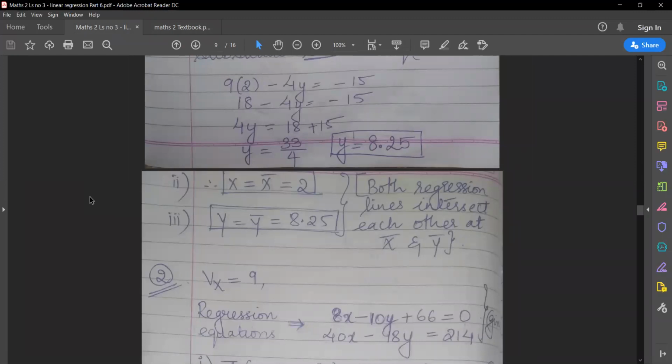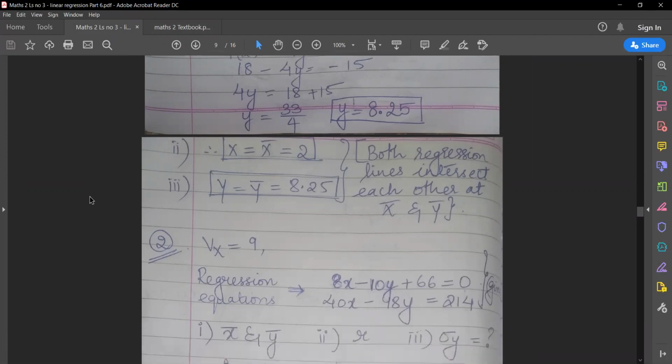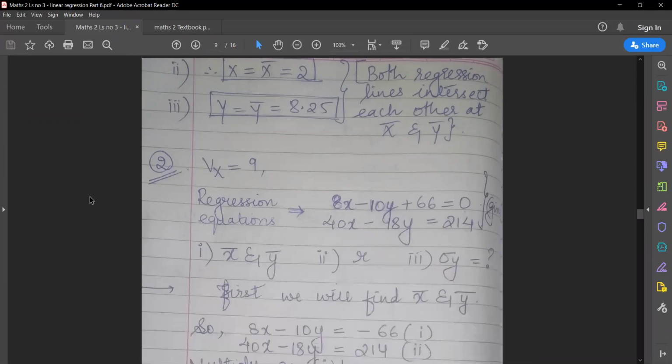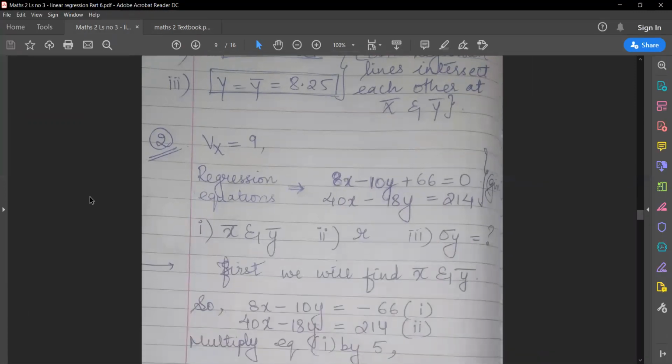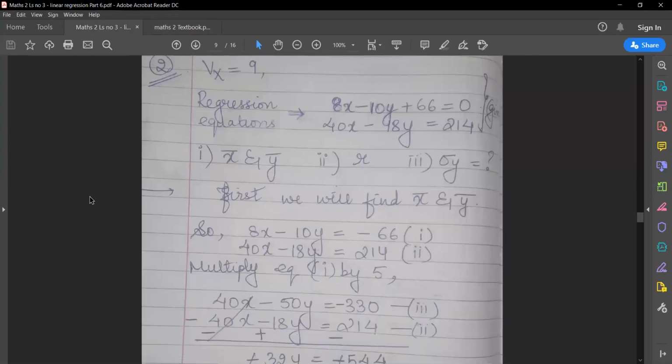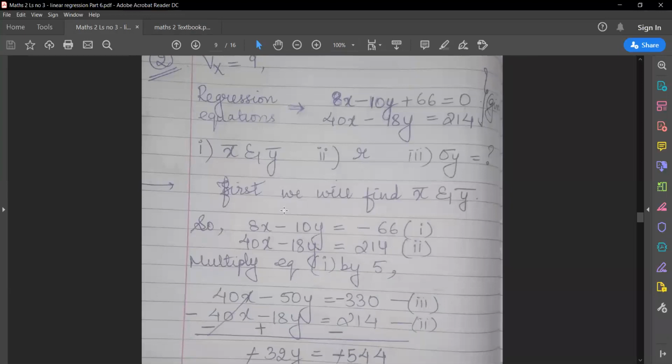Very good. The difference was they have not specified which equation is which. So again, what will be your starting? You will first find x bar and y bar, which is very easy, correct? So in order to find x bar and y bar, you will arrange both the equations simultaneously like this. As you can see, I have arranged, and be careful of the signs when you are arranging.